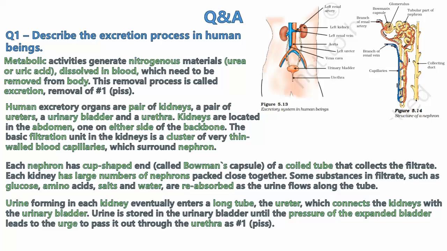In image 1 you can see two yellow wire-like structures. That is nothing but the ureter. The left ureter is pointed out. Similarly, there is a right ureter also. This connects the kidney with the urinary bladder.